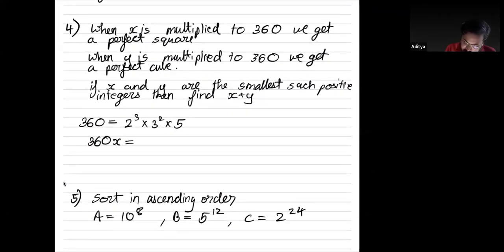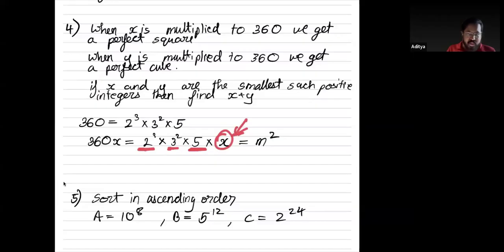360x is equal to some perfect square. Let's call it m square. So we have 2 to the power 3 times 3 square times 5 times x equal to m square. Now we want x to be some number such that it makes 2's power even, 3's power even, and 5's power also even, because in a perfect square, in its prime factorization, all the powers of the prime numbers are even. Correct? Anyone has doubt with that?